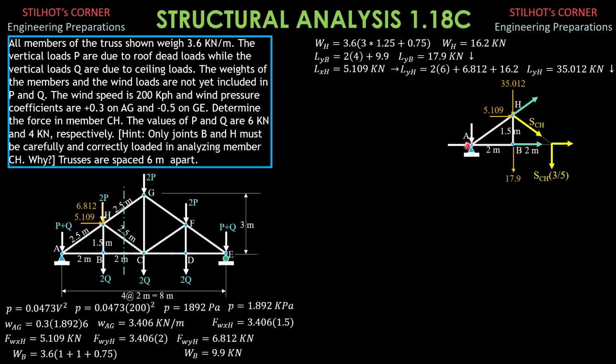We sum up moments about A equals 0, clockwise positive. So SCH times 3 over 5, the moment arm is 4 meters. Then plus 5.109, moment arm 1.5. Then plus, we combined 35.012 and 17.9. And the moment arm is 2. So plus quantity 35.012 plus 17.9 times 2 equals 0. So using your calculator, we can now solve SCH, and SCH is equal to negative 47.29 kilonewtons. So meaning it is a compression member.